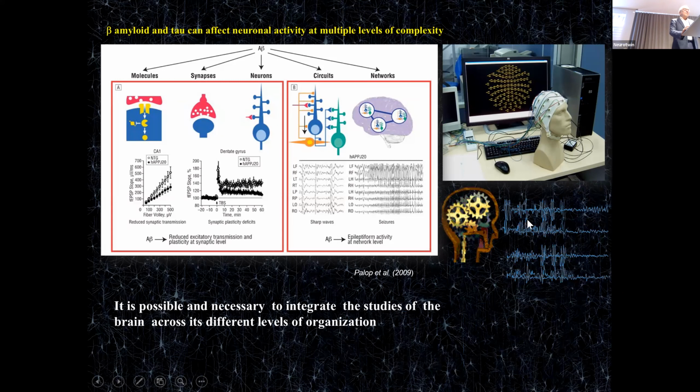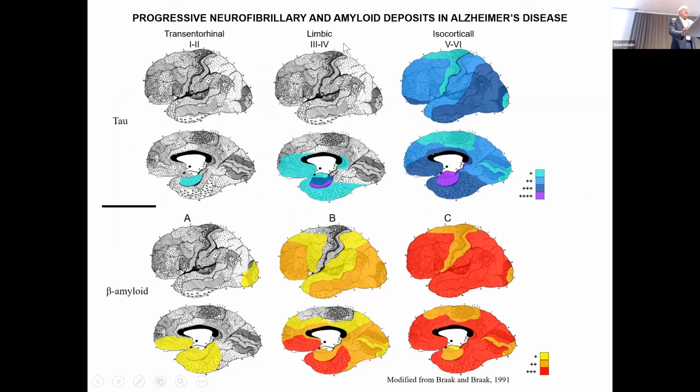So it is possible and necessary to integrate the studies of the brain from multiple scales. It's important and critical because beta amyloid and tau can affect neural activity at multiple levels of complexity, as some people today have emphasized, from the level of molecules, synapses, neurons, circuits, and networks. But now it's possible not only because of the computational methods that you have been talking about today, in particular about the network activity, but also at the level of the microanatomy, as I was explaining. So it's important to emphasize that in Alzheimer's disease, there's a progressive neurofibrillary and amyloid deposit.